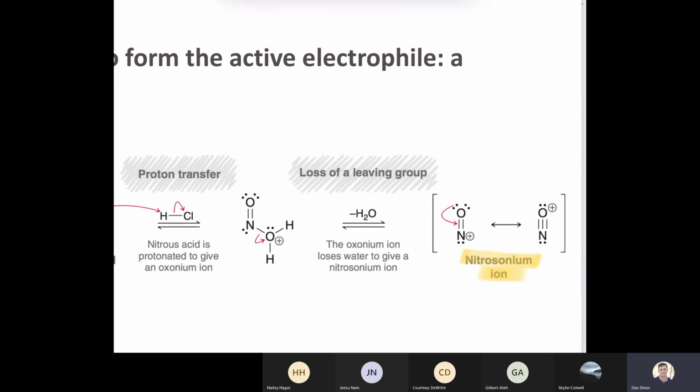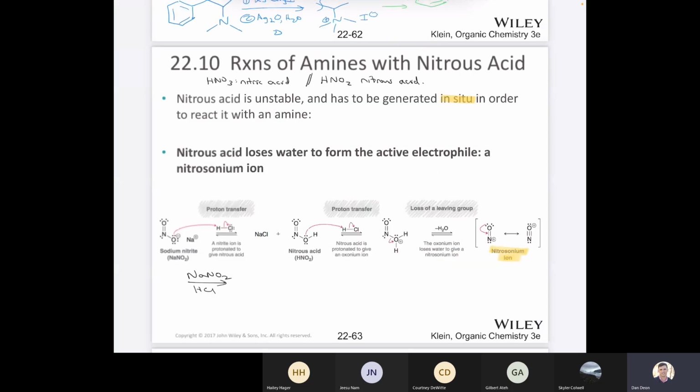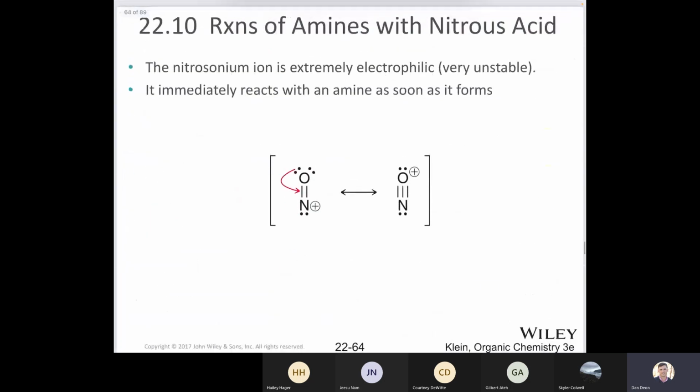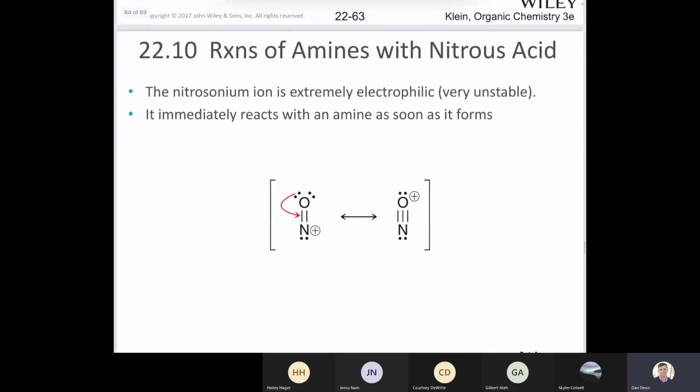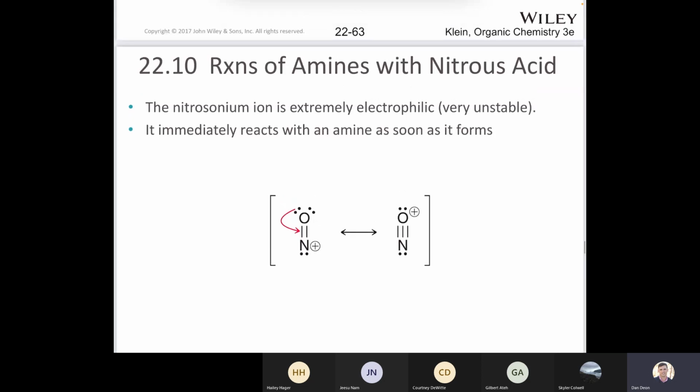Now, if you're wondering, okay, great, I made this very powerful electrophile, I have it on the next slide here. What would I do with that? Well, again, since it's so electrophilic, it's going to immediately react with an amine as soon as it forms. So if you have any amine in your reaction mixture, if you generate the nitrous acid in situ, it makes the nitrosonium ion, and then your nucleophile is going to react with it.